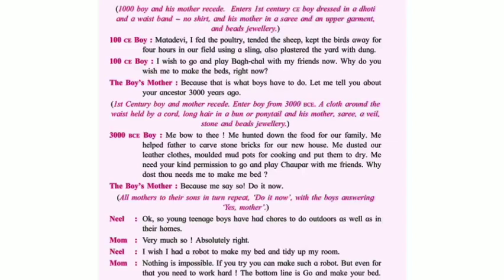Okay, let us see what this means. Me both to thee is like old English. Me over here is I and thee is you. So he's saying I both to you mummy. Me hunted down the food for our family. In that time they used to shoot animals or pick things from the jungle to make their food. So he's saying that I have hunted down food for our family.